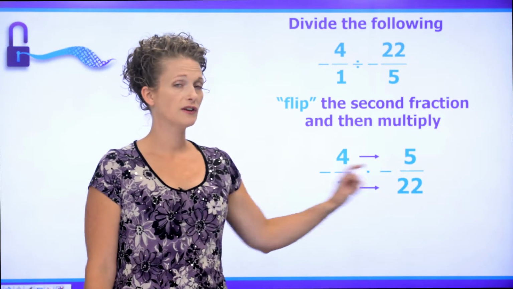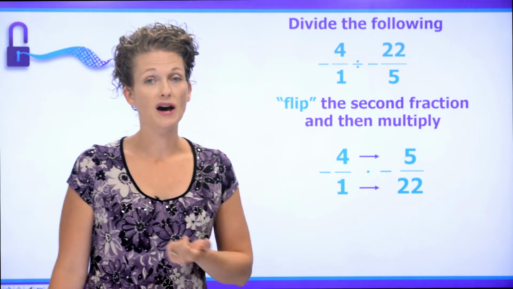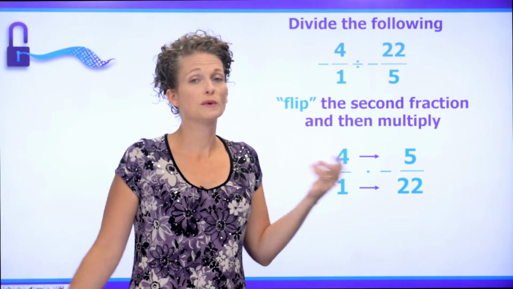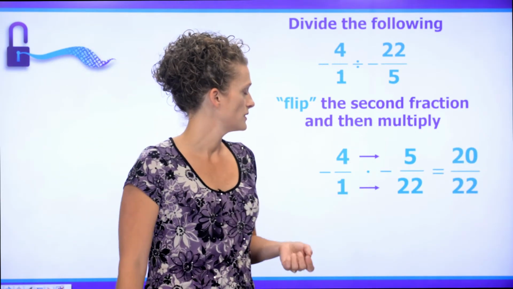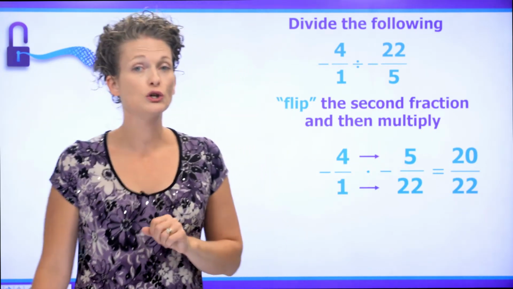Now we have a negative and a negative, so a negative times a negative is going to give us a positive. So we could say negative 4 times negative 5, or we can say 4 times 5. It's going to give us the same answer because a negative times a negative gives us a positive. So we get 20 over 22.